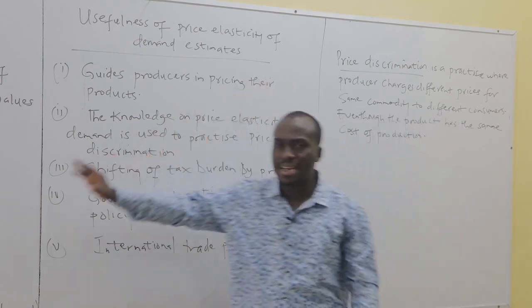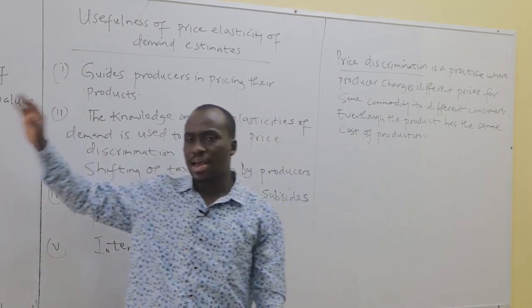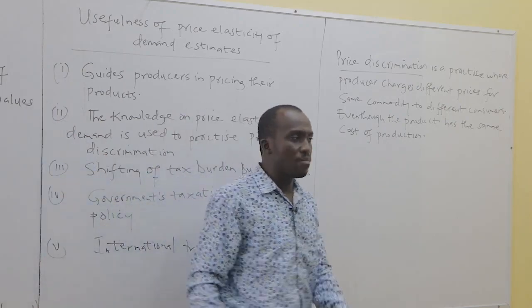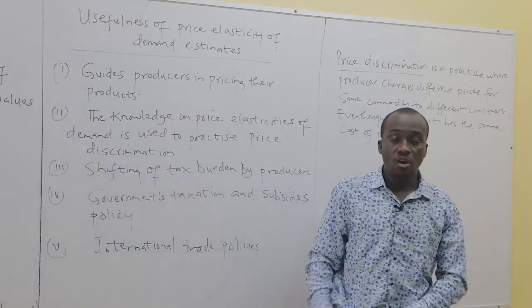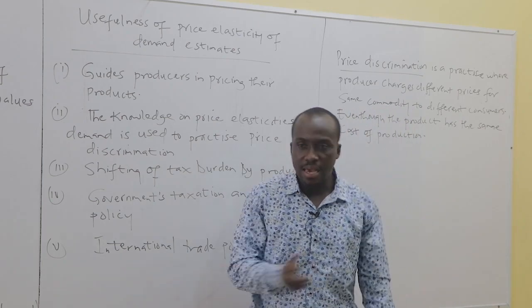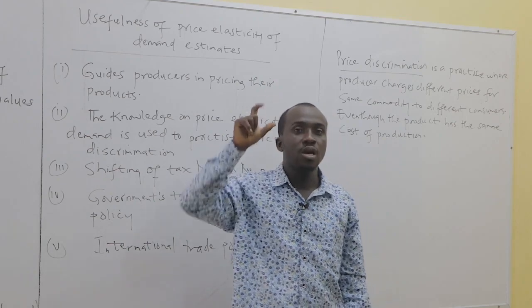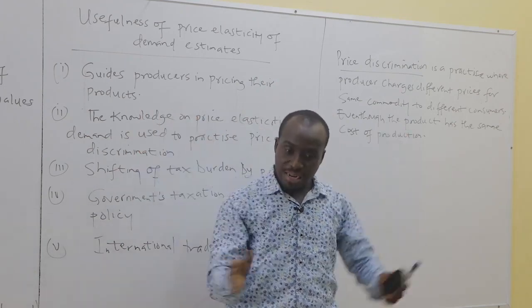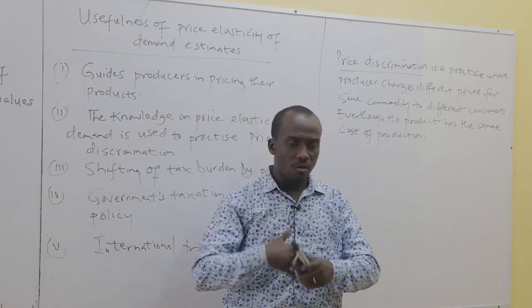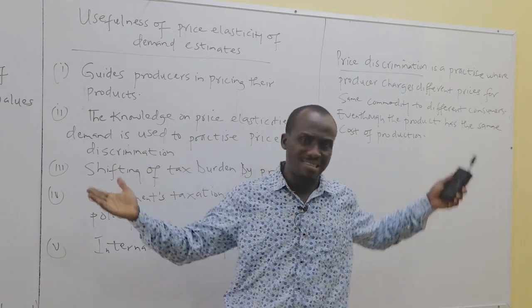These people, their demand is inelastic, I will discriminate. I will charge them a higher price. These people, their demand for my product is elastic, so I charge them a lower price. At the end of the day, he makes more profit because the product was still produced at the same cost. It wasn't produced at different costs. He's charging different consumers different prices because they have different elasticities.